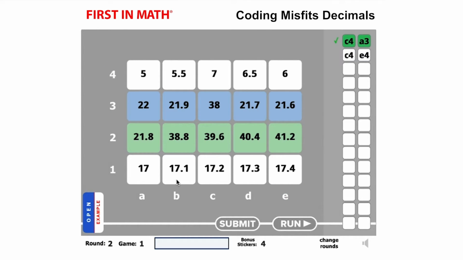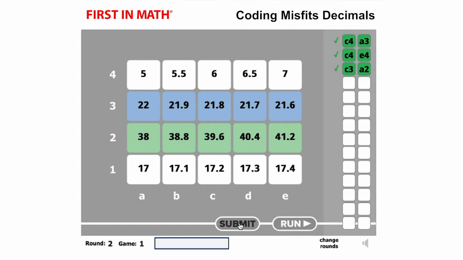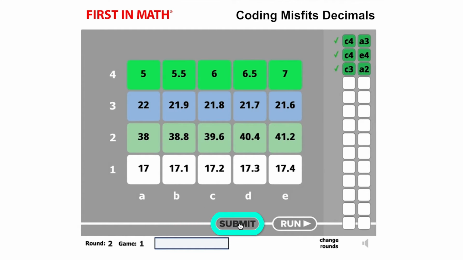You can check your moves before you submit the code by clicking the Run button. This is a great way to figure out your next moves. Each time you click Run, 2 bonus stickers will be lost. To keep all of your bonus stickers, do not click Run to check your code.